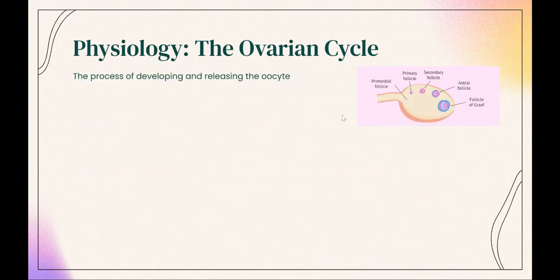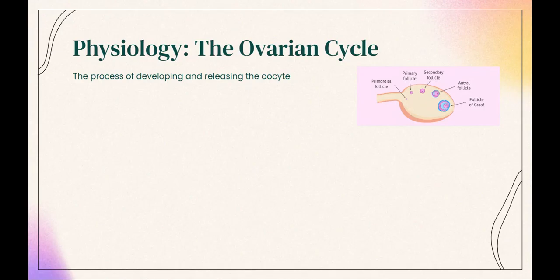So the process. Here's an ovary with a bunch of primordial follicles. Women are born with all of those primordial follicles already in place. They are in a state of arrested development. They go through meiosis 1 when they are fetuses.